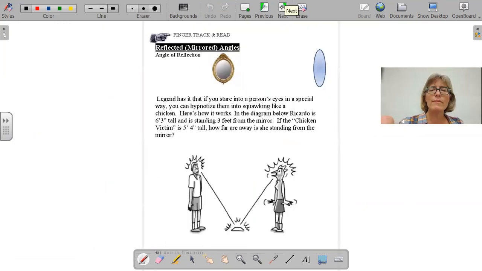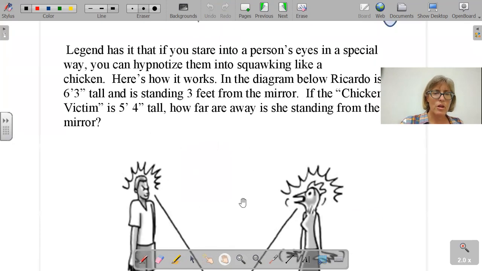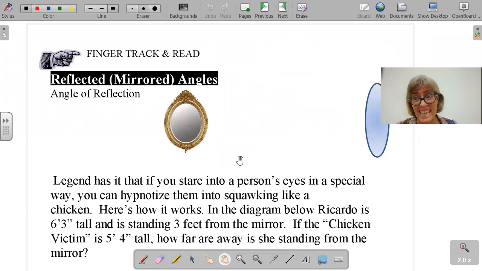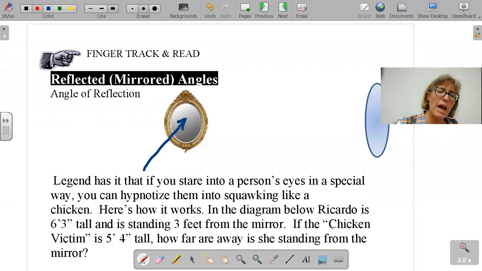Let's do one more together, and then you're going to do one on your own. But I need to introduce to you something called a reflected angle, not a reflexive, a reflected. This only works with mirrored surfaces, such as an actual mirror and a water surface. So a reflected angle is when light goes against a mirrored surface, it bounces off that surface at the same angle. That's why you see the same thing.